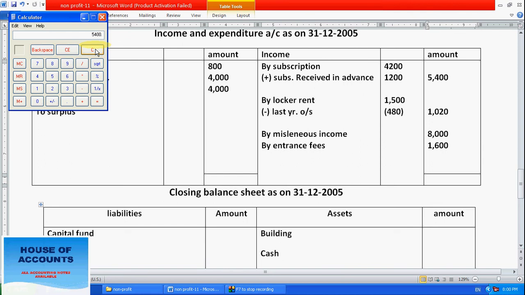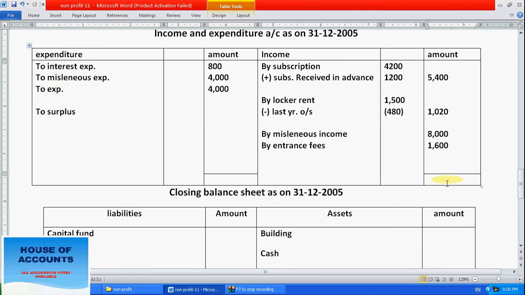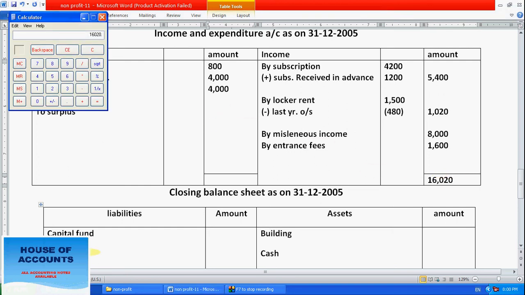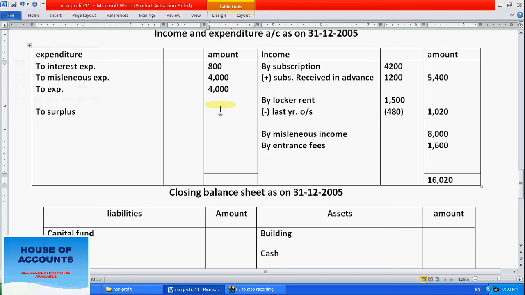So write 5400, add all: 1020 plus 8000 plus 1600, overall 16020. So write here 16020. Deduct expenses, then we will get the surplus. Deduct expenses 800 minus overall 8000. So 7220 is the surplus. So write here 7220. Okay, this we have to transfer to the balance sheet.